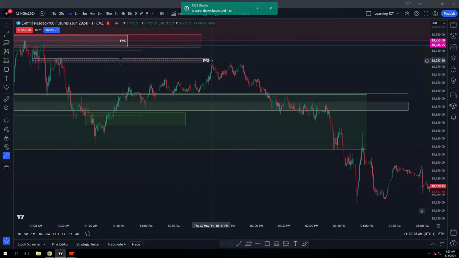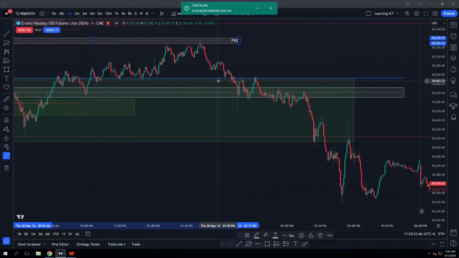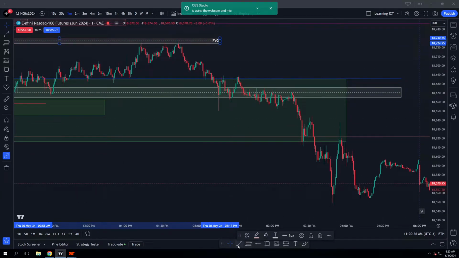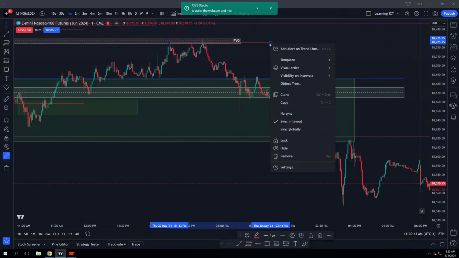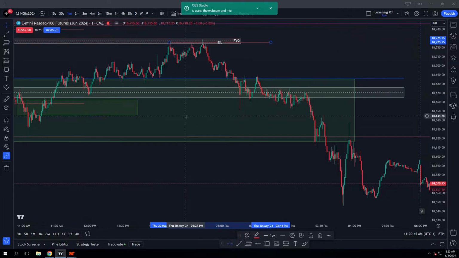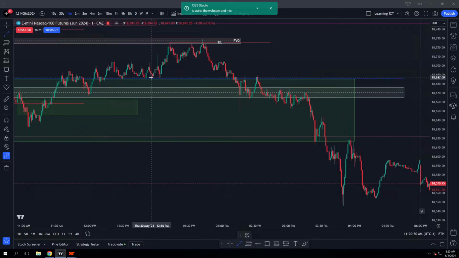So in the previous video, we marked this fair value gap here as the 5 minute fair value gap, right? And then it created a relatively equal high here. This is a buy side liquidity. And then there's some sell side liquidity, multiple sell side liquidity. One right here, one right here. So all are like relatively equal low.